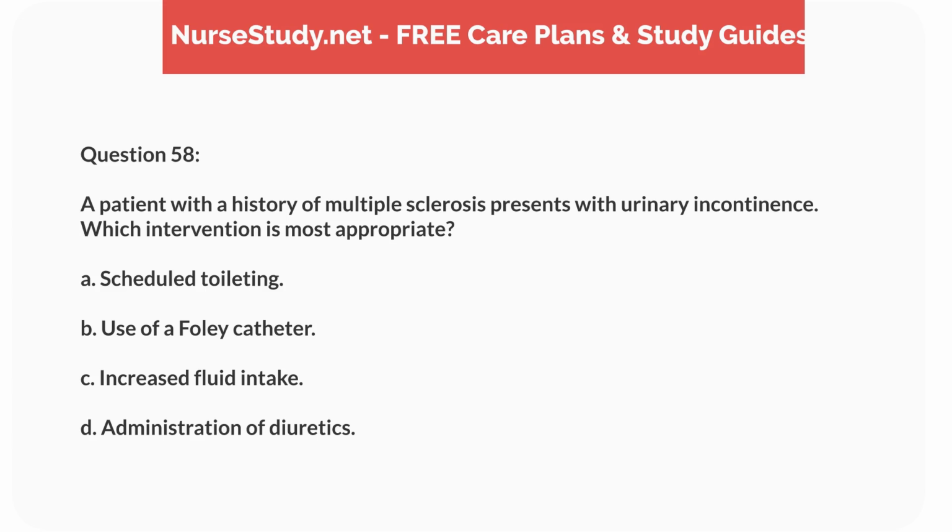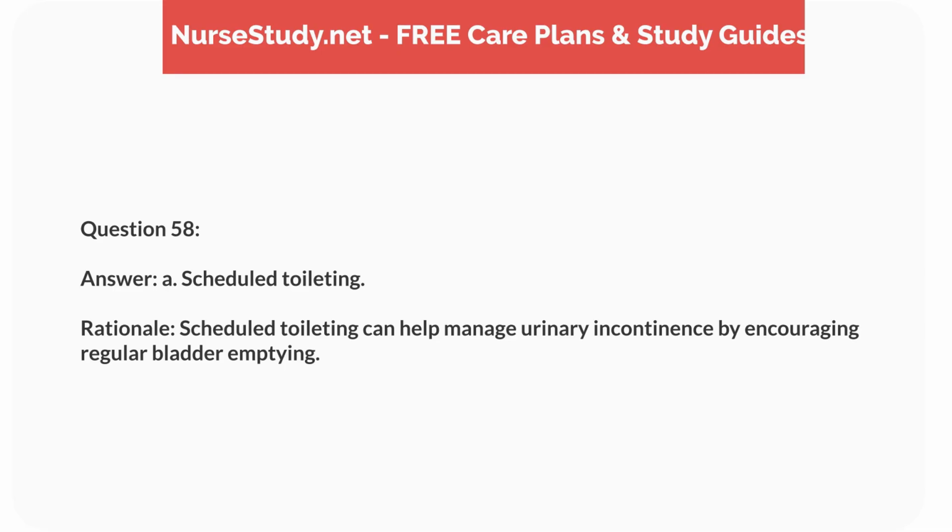Question 58. A patient with a history of multiple sclerosis presents with urinary incontinence. Which intervention is most appropriate? A. Scheduled toileting. B. Use of a Foley catheter. C. Increased fluid intake. D. Administration of diuretics. Answer: A. Scheduled toileting. Rationale: scheduled toileting can help manage urinary incontinence by encouraging regular bladder emptying.